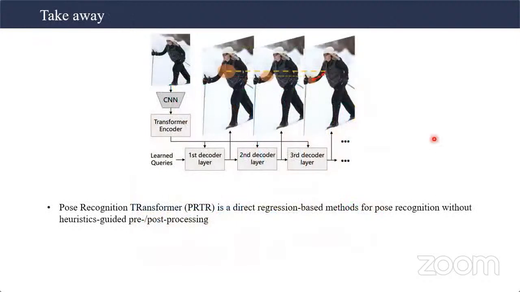To recap, pose regression transformer is a direct regression-based method for pose recognition without heuristics-guided pre- or post-processing. And the transformer decoder can be viewed as a general-purpose inference machine.